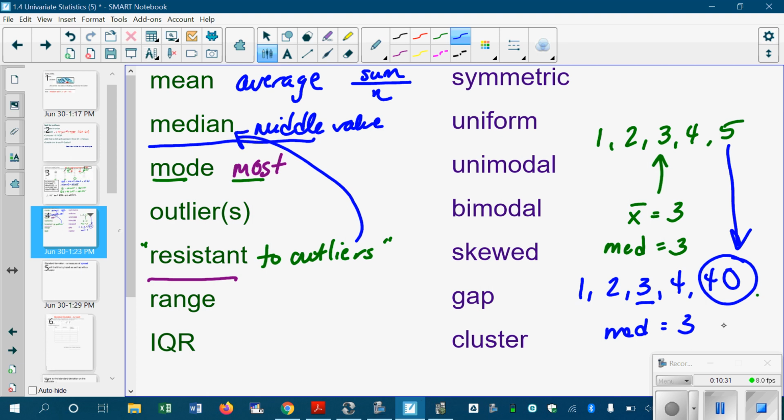However, my average here would no longer be 3. My average is going to be changed a lot by having that 40. In fact, it would be 50 divided by 5, which is 10. So my average changed a lot because of having an outlier. So we say that the mean is not resistant to outliers, okay? The median is. That's important to understand.